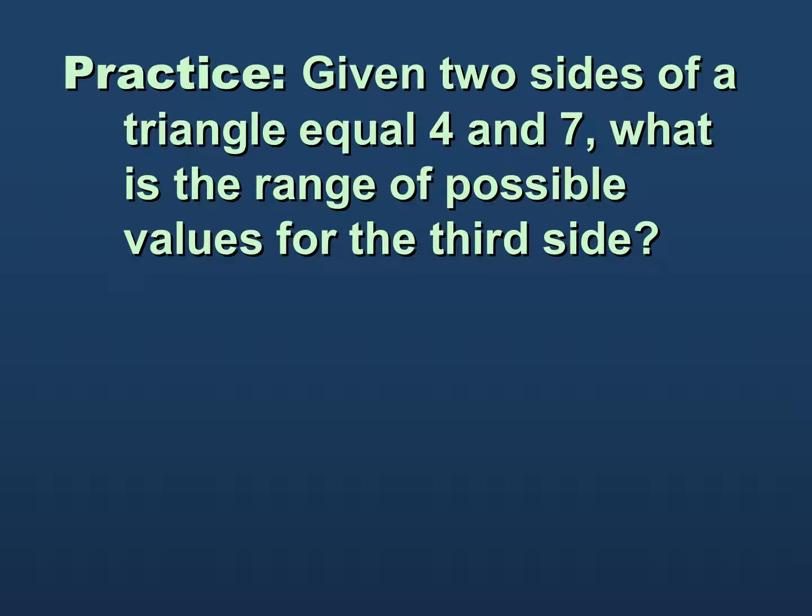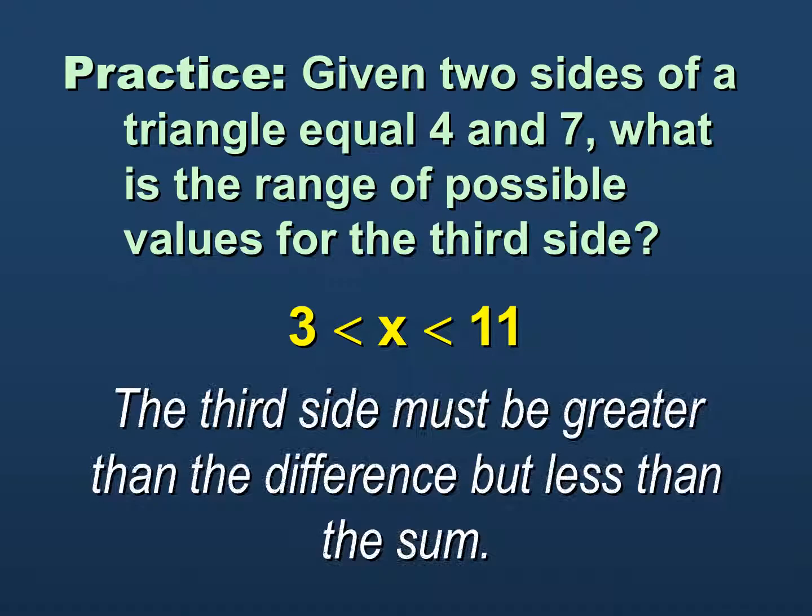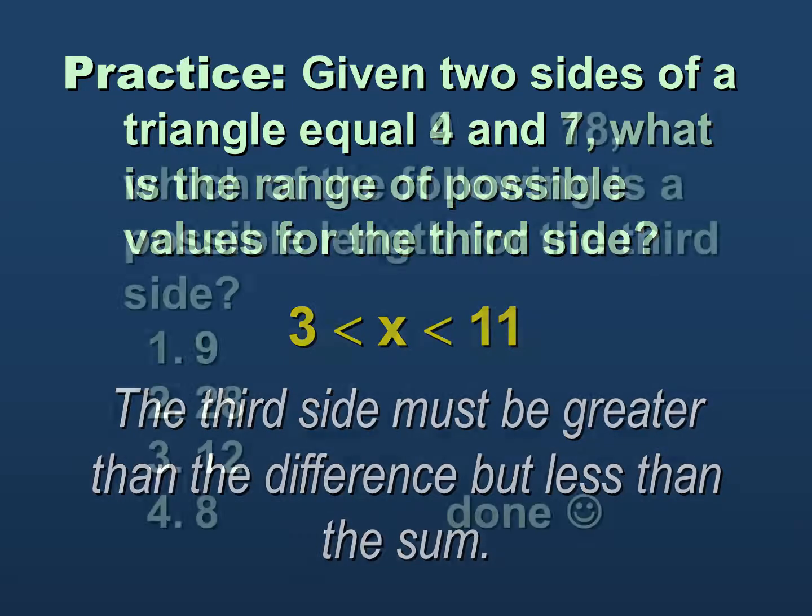But it does need to be more than 7 minus 4. Like, it needs to be more than the difference between the two, right? So that's how you calculate it. It has to be larger than 7 minus 4, so that would be 3, but it has to be less than 4 plus 7, which is 11. So our range is between 3 and 11. So anytime you're doing this, the third side is always going to be greater than the difference, but less than the sum.